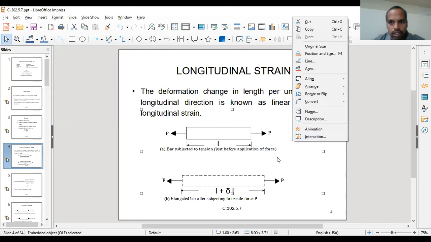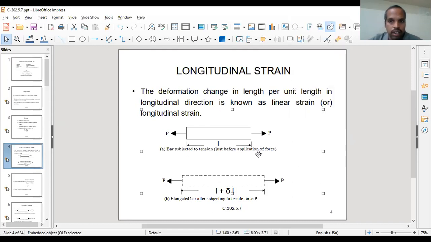The increase in length is from here to here. Initially it was L, and due to this load it increased by delta L, so after load application the length of the member is L plus delta L. Whatever strain is produced in this direction, along the loading direction or along the length of the member, is nothing but longitudinal strain.